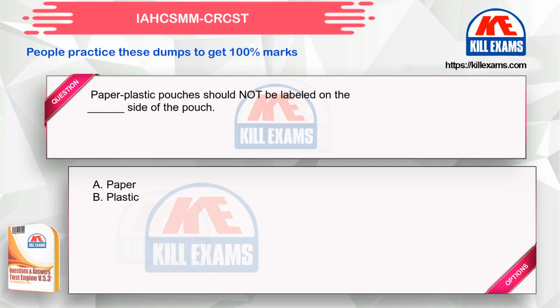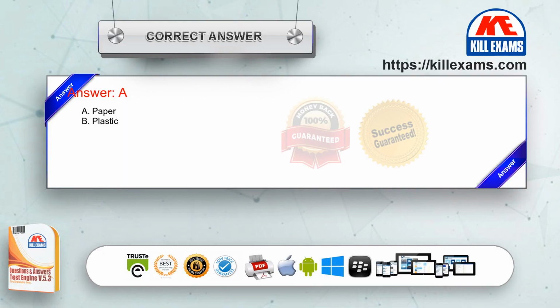Paper plastic pouches should not be labeled on the underscore side of the pouch. A. Paper. B. Plastic. The correct answer is option A.